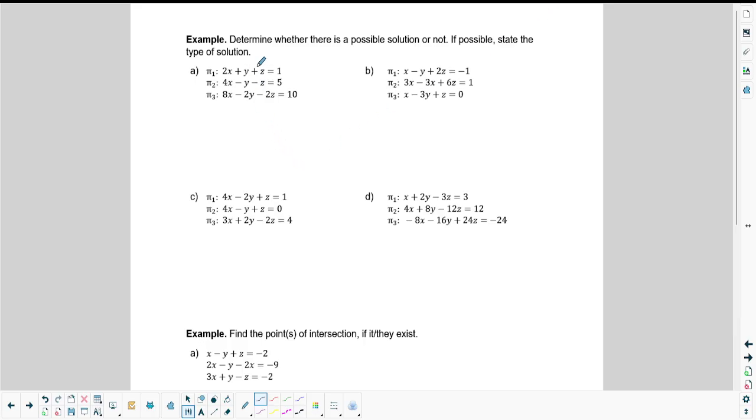Your first thing, always go through and check for any scalar multiples. So like from 2 to 4, that's multiplying by 2. Okay, doesn't work for the y's though. But if you skip to planes 2 and 3, plane 3 is just double plane 2, which means coincident.